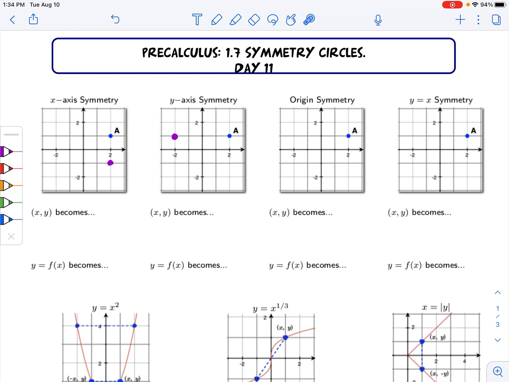Origin, you have to also be symmetric. This one went over 2, up 1. So to be symmetric, you're going to go left 2, down 1, and land right here.